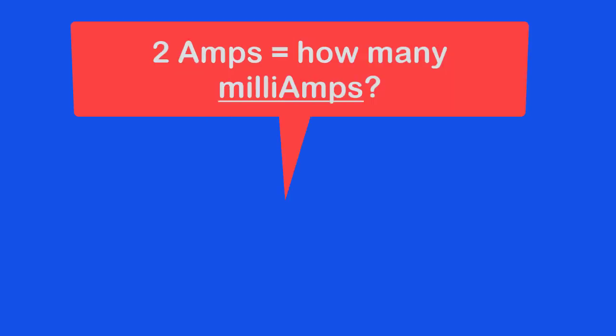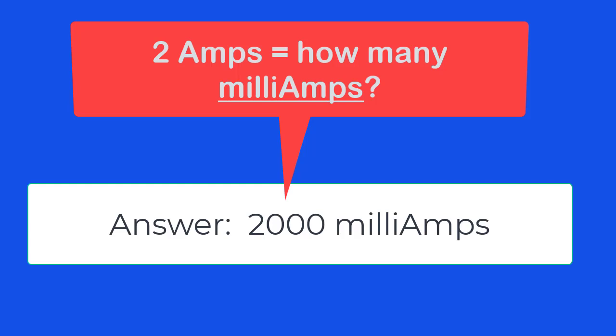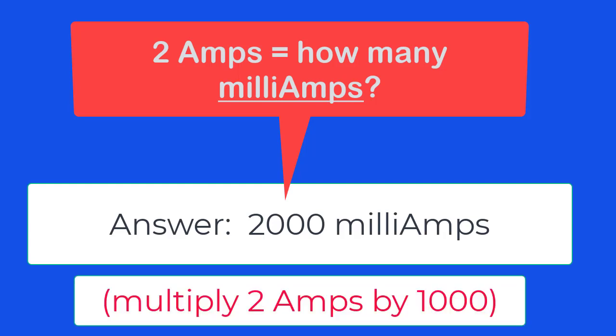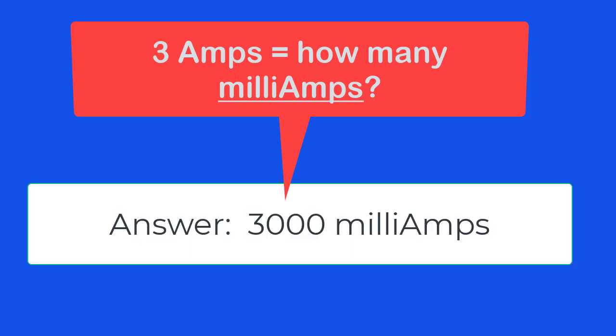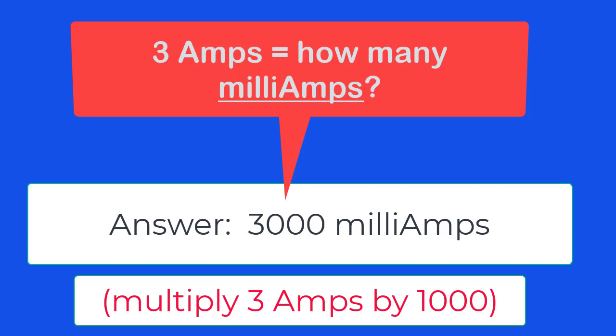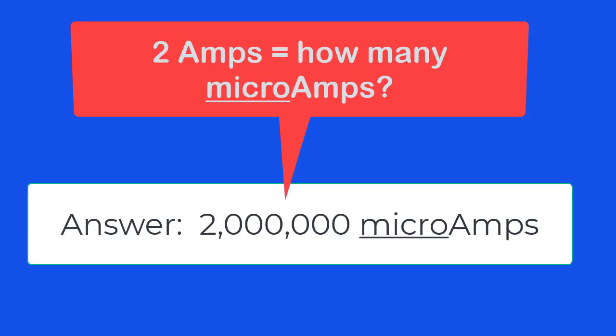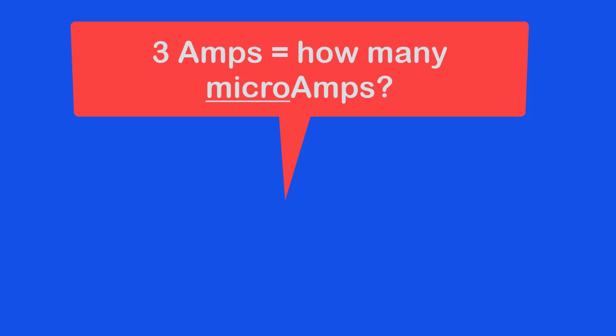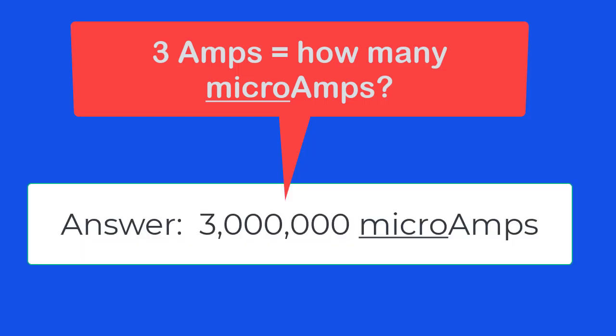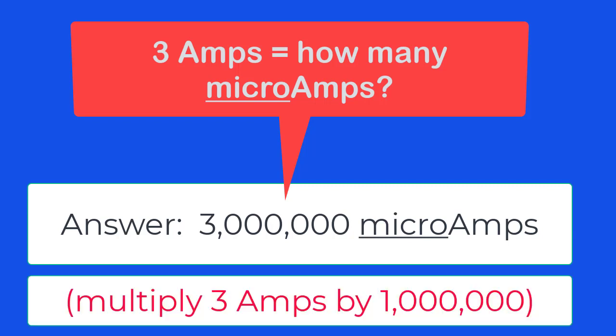Let's practice. 2 amps equals how many milliamps? Answer, 2,000 milliamps, because you multiply the 2 amps by 1,000. 3 amps equals how many milliamps? Answer, 3,000 milliamps. 2 amps equals how many microamps? Answer, 2,000,000 microamps. You multiply the amps by 1,000,000. 3 amps equals how many microamps? Answer, 3,000,000 microamps.